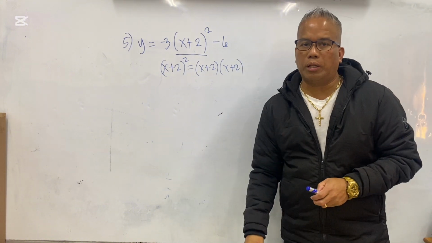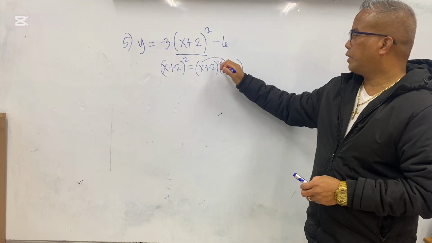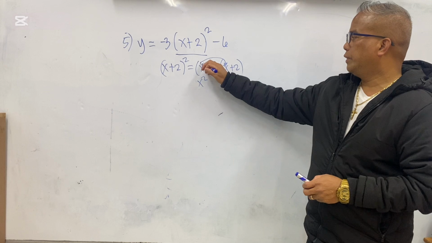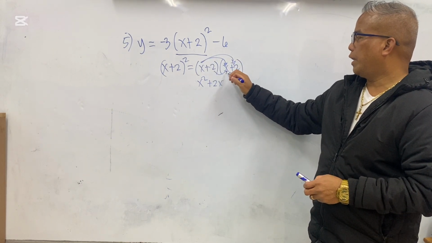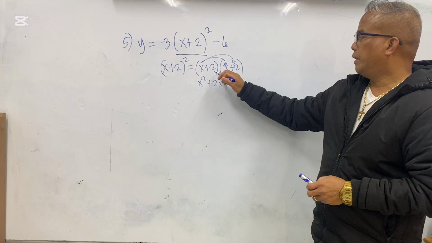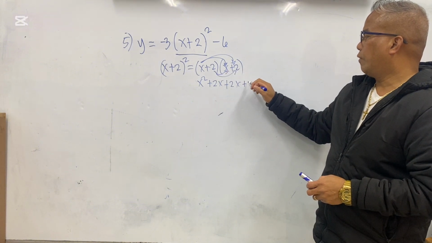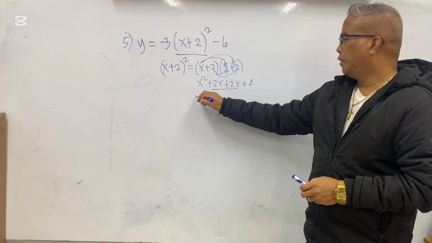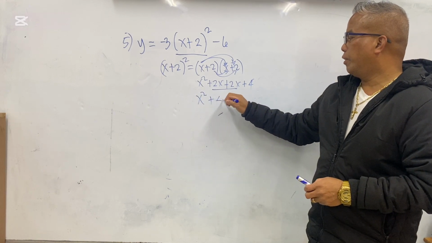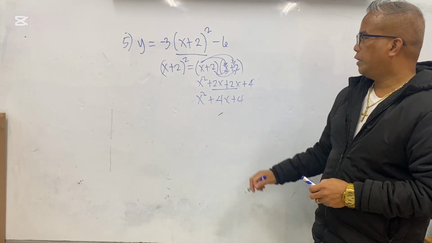So you're going to multiply x times x equals x squared, x times 2 equals 2x, 2 times x equals 2x, then 2 times 2 equals 4. And then combine like terms: x squared plus 4x plus 4.